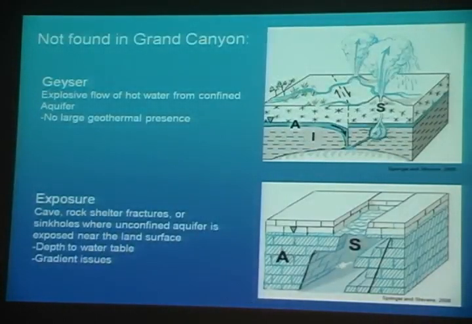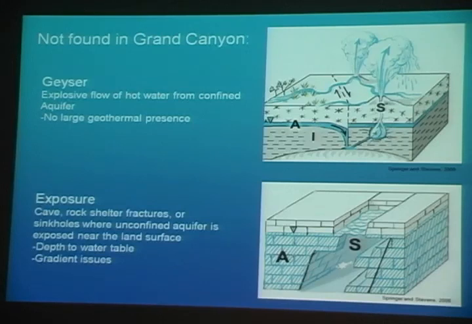And so those are the 10 that are found in Grand Canyon. The only 2 that have been described that don't occur there are the geyser, which have explosive flows of hot water from confined aquifer systems, your typical Yellowstone scenario. There just really isn't a large geothermal presence anywhere near the water table to have these occur in Grand Canyon.